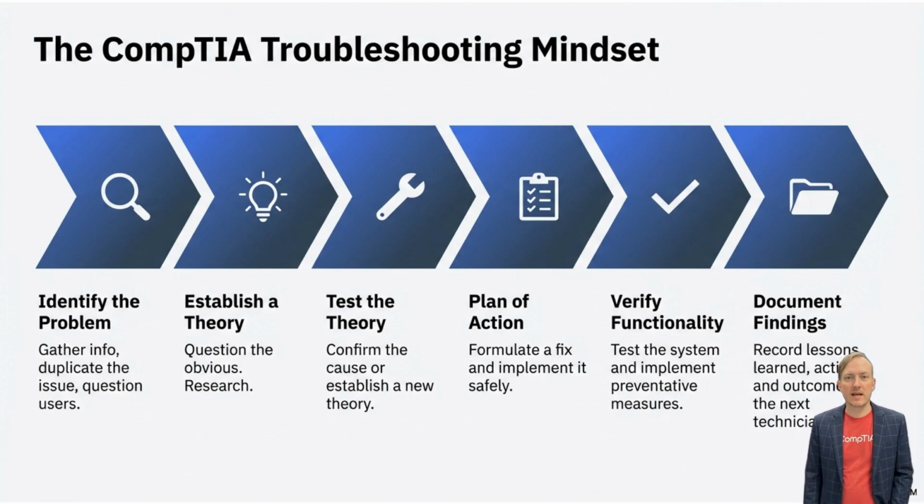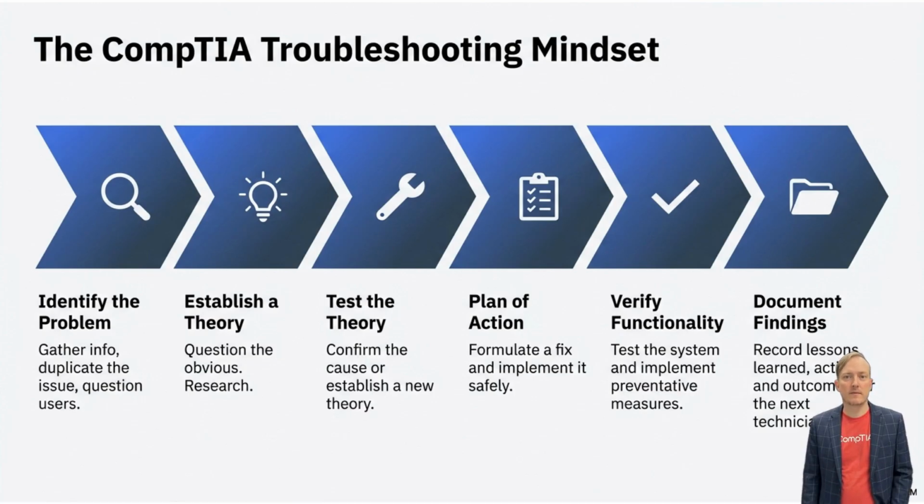Step 1, identify the problem by gathering info, duplicating the issue, and questioning users. Step 2, establish a theory, question the obvious, and research. Step 3, test the theory to confirm the cause or establish a new one. Step 4, formulate a plan of action and implement it safely.